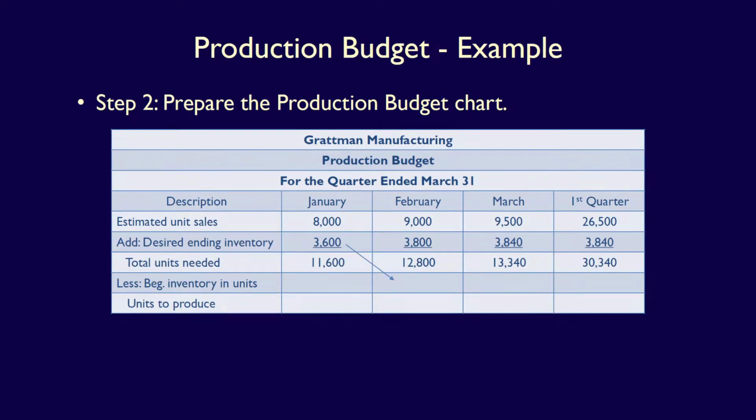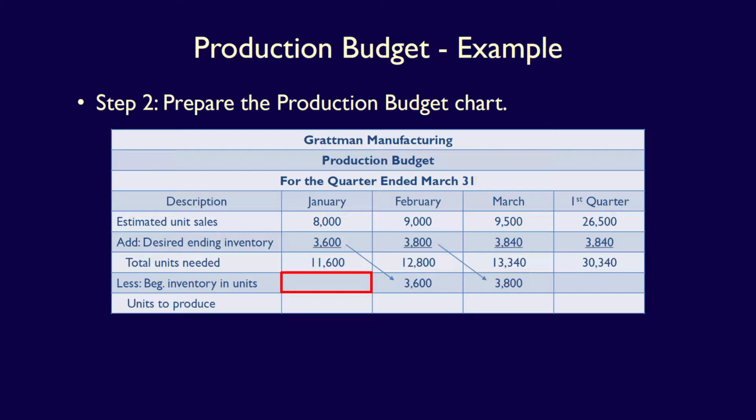For example, the beginning inventory on February 1st is the closing inventory from January 31st, the end of the prior month. Therefore, beginning inventory for February is 3,600 units, which is the desired ending inventory for January. The beginning inventory for March is therefore the desired ending inventory for February, which would be 3,800 units. We now have the beginning inventory for both February and March.